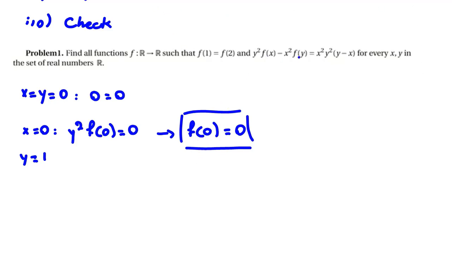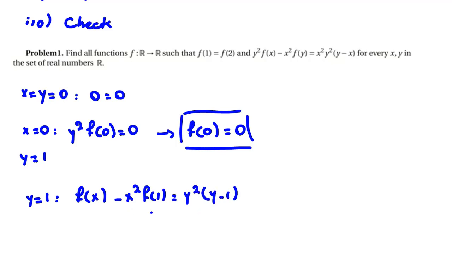Okay, so here we replace y with 1, okay? Again, we are considering small examples. Then in the main equation it will be 1 squared times f of x minus x squared times f of 1 equals y squared times y minus x. So here we will see that we can find f of x. If we call f of 1 equals f of 2 equals a constant c, f of x equals cx squared.